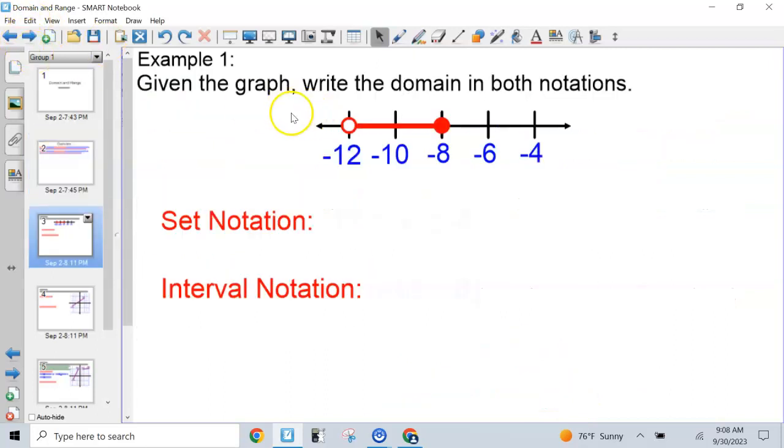Here's our first example. Here's a number line. How far left does this graph go? I always like putting x first, then less than sign, less than sign. The left side is -12, open. The right side is -8, closed, so I put the equal sign underneath that.